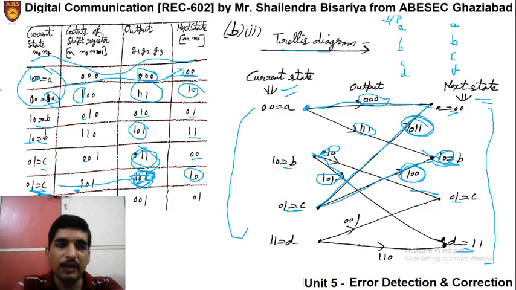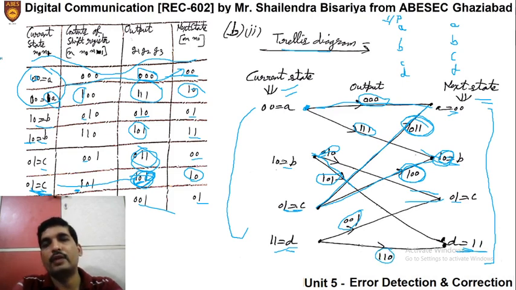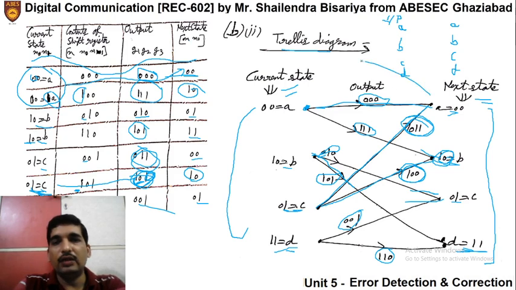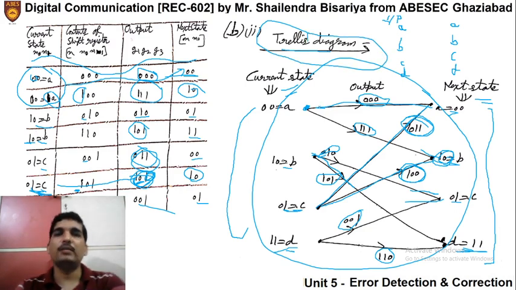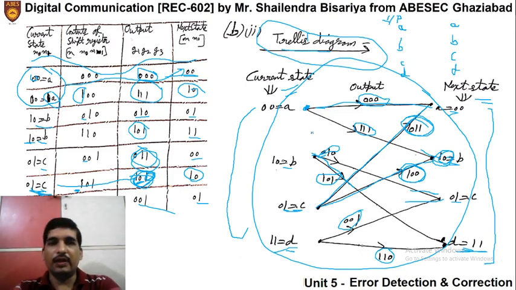Similarly, the last case you can draw by yourself easily: from state D it will go to state C, and the corresponding output is 0 0 1. And if the input is 1, then the output will be 1 1 0, and the state will remain D. So this is another representation of the state transition diagram, known as the trellis diagram. Both are similar in some manner. The representation is a little bit different, right?